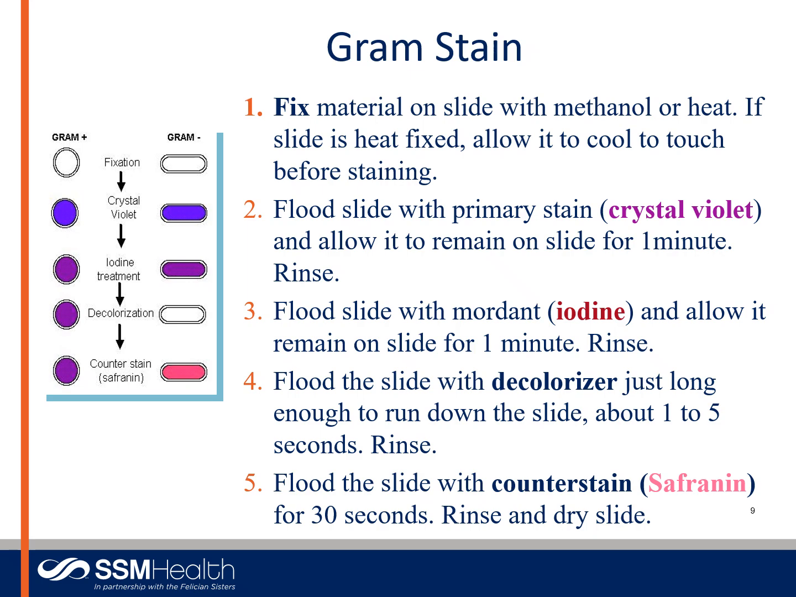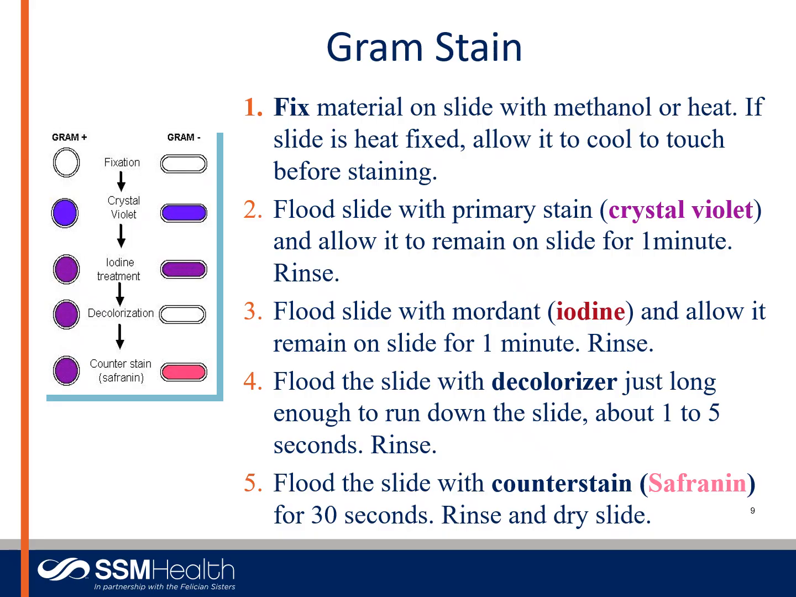If you're using a little weaker decolorizer, such as your alcohols, those you might need 5, 6, 7 seconds. Okay. So at this point, and you'll notice in the diagram, the image, that your gram-positive organism is still going to stay that dark purple. The decolorizer is going to do nothing to that. But your gram-negative organism has lost the ability to hold that crystal violet during the process of decolorizing.